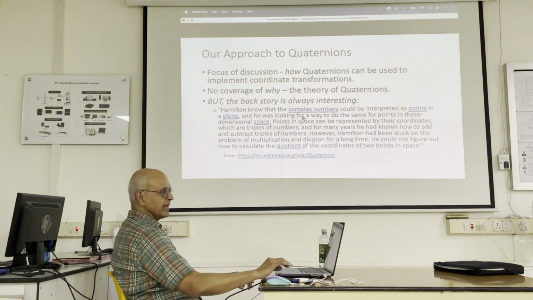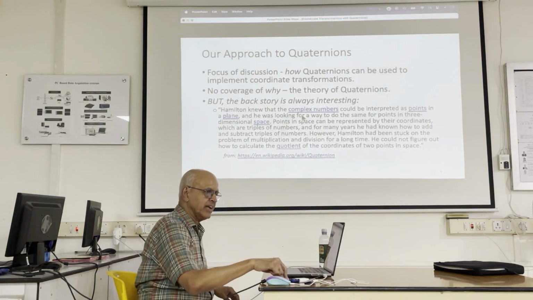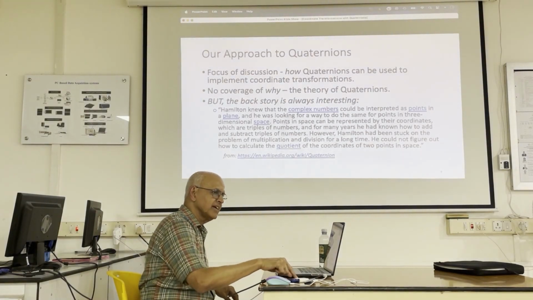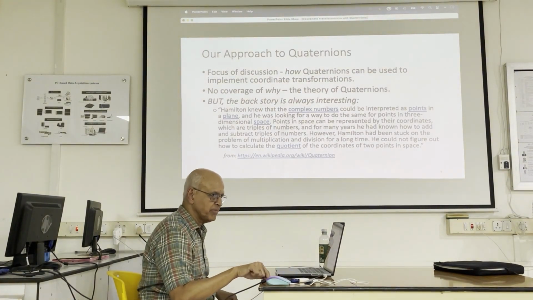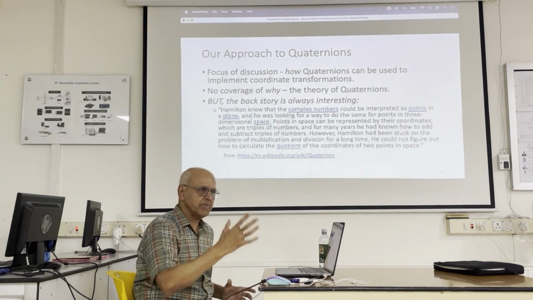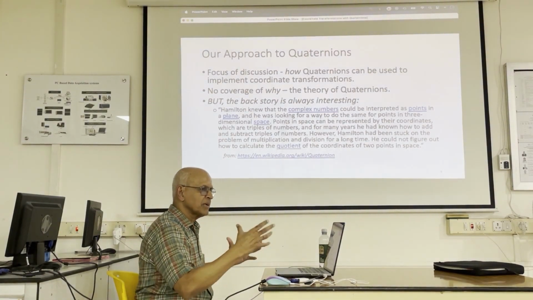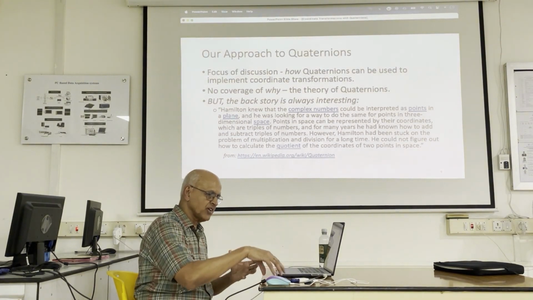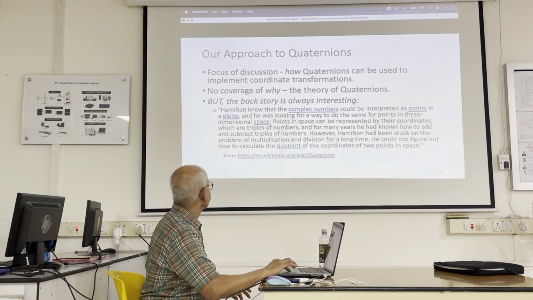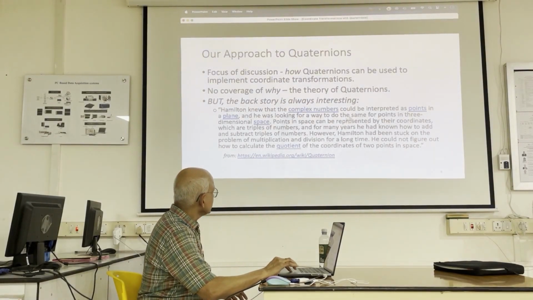So complex numbers can be used to represent a point on a plane, right? So 3 plus j4 can represent the point 3 along the real axis and 4 along the imaginary axis. So he was looking for something equivalent to that in 3 dimensions. He wanted the equivalent of complex numbers for a single plane, but in 3 dimensions, so that he can represent points in 3-dimensional space.